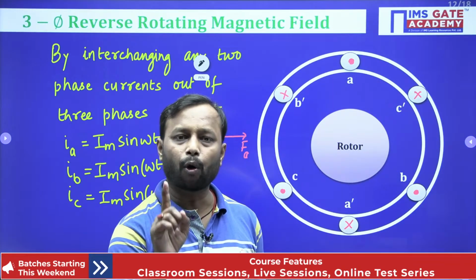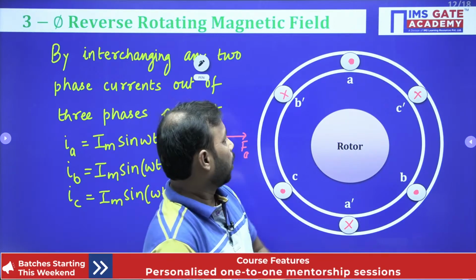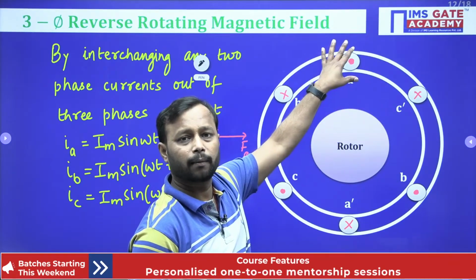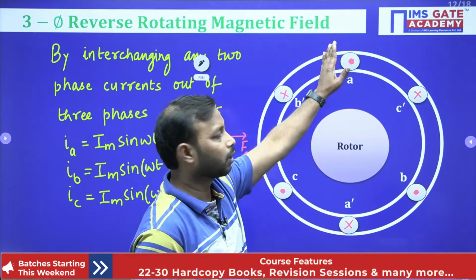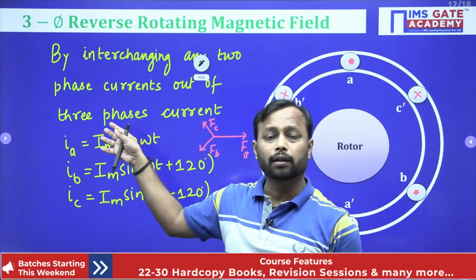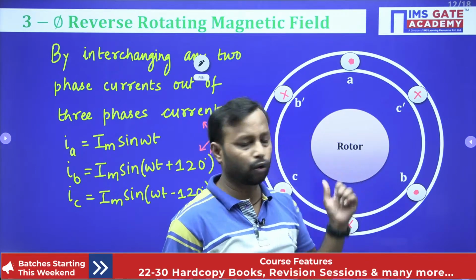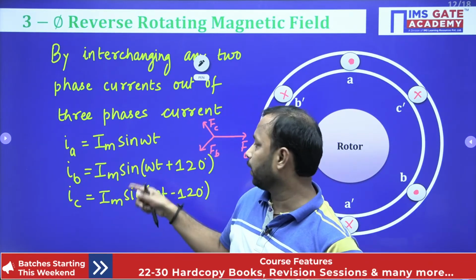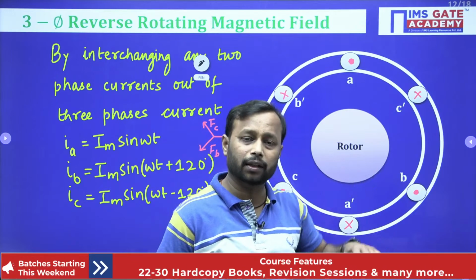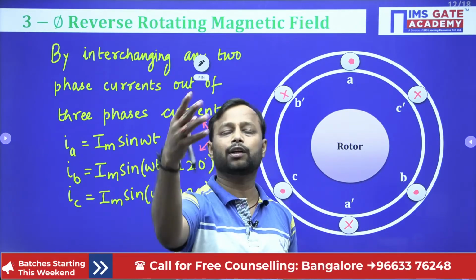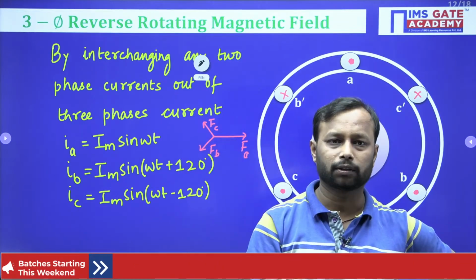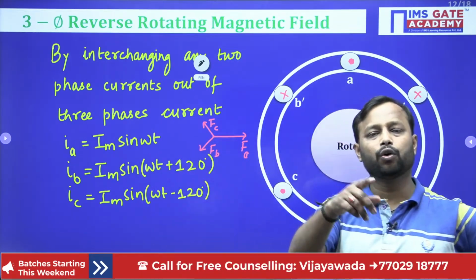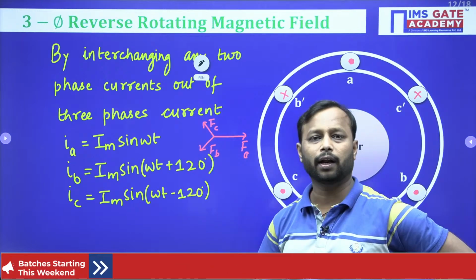But the important point is that depending on the current, the direction of rotation will be decided. First, you give sin omega t. Then you give a minus 120 degree current. After that, you give again a minus 240 degree current. Then only the direction will be clockwise. If you interchange, you will have the direction as anti-clockwise.